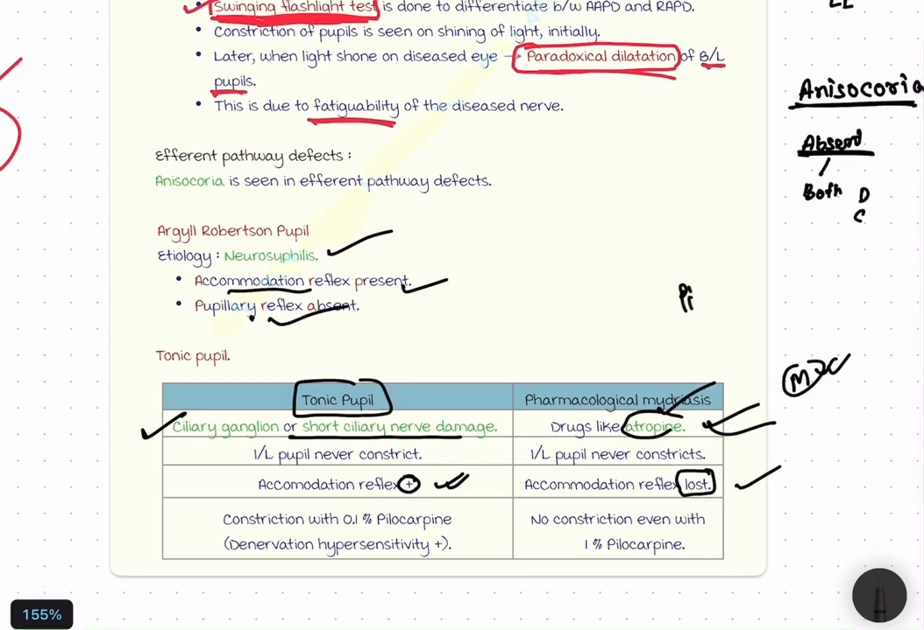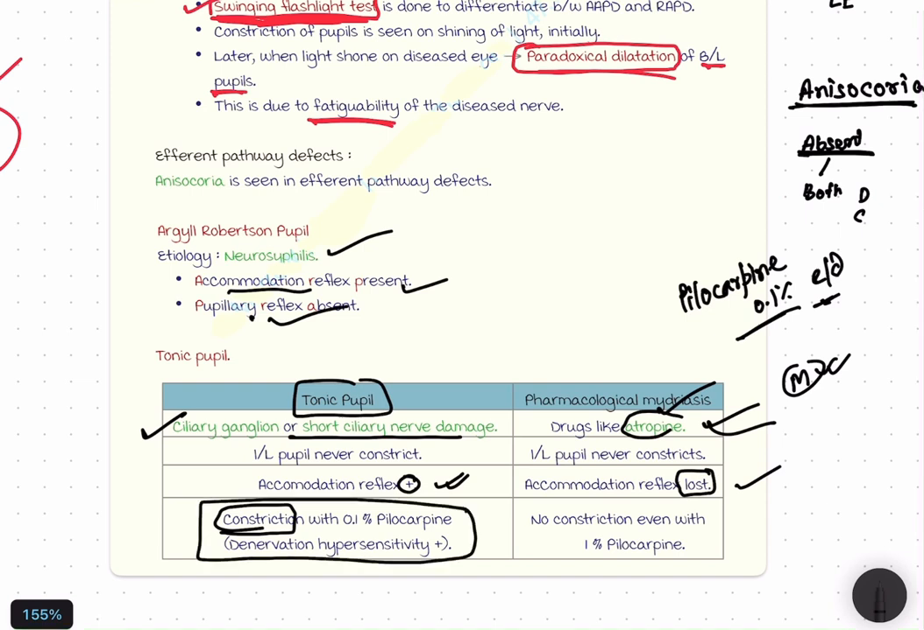Add pilocarpine drop to that mydriatic eye. Now this pilocarpine is first given in a diluted manner, 0.1%. Once you give it, what happens? The tonic pupil will start constricting. Okay, but your pharmacological mydriatic pupil will not constrict. Also remember, the Argyll-Robertson pupil is not going to constrict. Even on myotics or mydriatics, it is not going to respond.